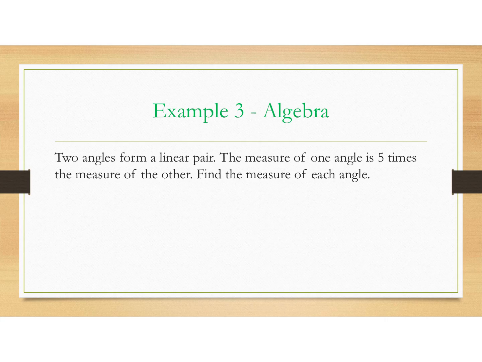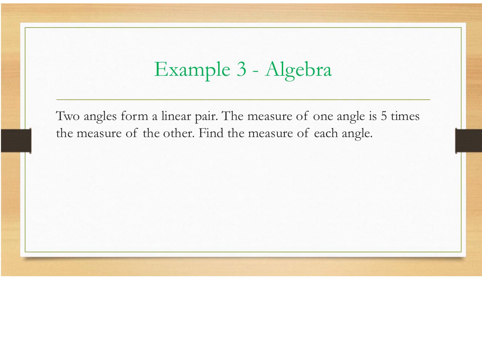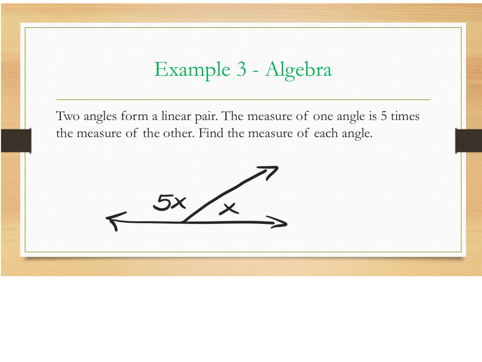Okay, so for here it says, we're tying this into algebra, so we're going to turn this into an algebraic equation. It says two angles form a linear pair. The measure of one angle is 5 times the measure of the other. Find the measure of each angle. Now, I'm going to go ahead and give myself a visual. So I know I've got a linear pair. So it says, I'm going to let X be my first angle, and then the other angle is 5 times that angle.